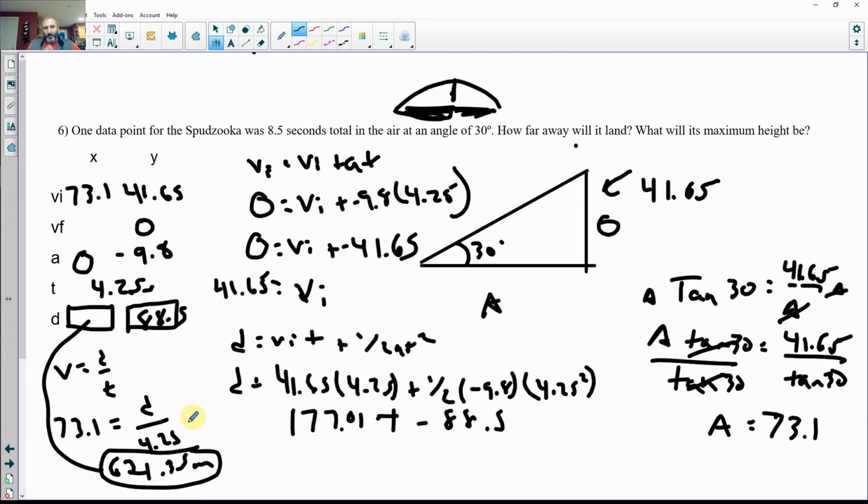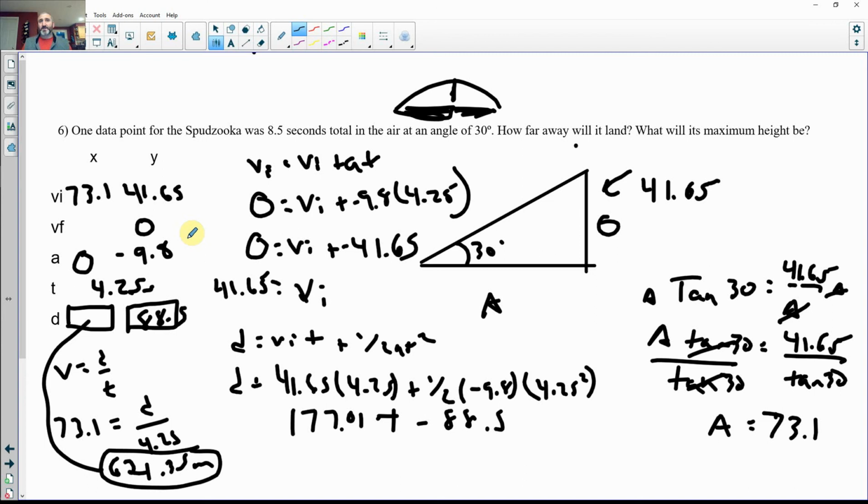Okay, so I hope that makes sense. Or you could just multiply the time times 2. So 4 1/4 times 2 is 8.5 seconds, which is the real time, times 73.1. And that should again give you 621.35 meters. Okay, so I hope that made sense.